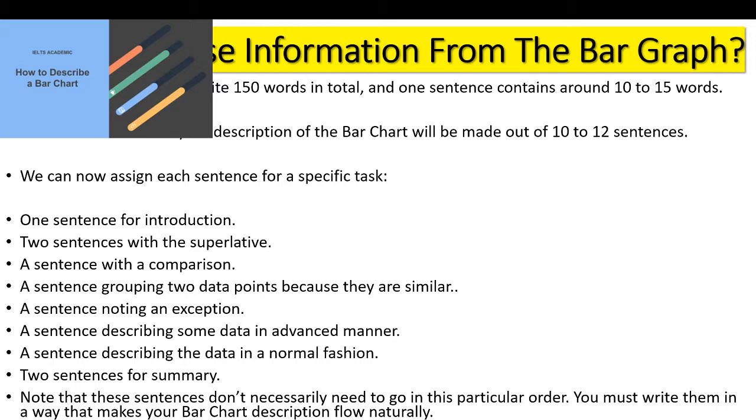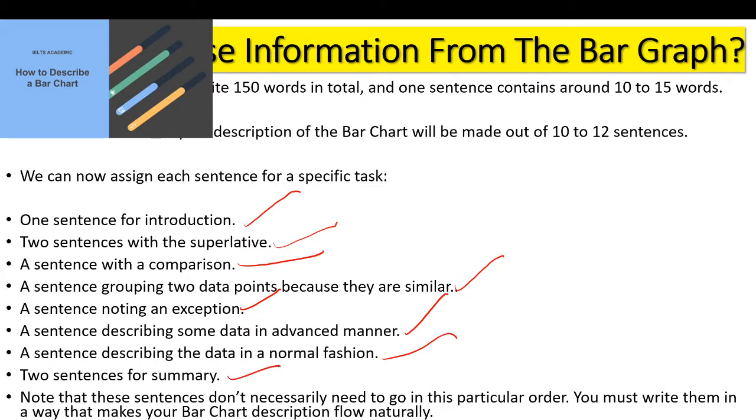First of all, you should have one sentence for introduction, and two sentences with the superlative form, one sentence with the comparison, a sentence grouping two data points because they are similar, a sentence noting an exception, a sentence describing some data in an advanced manner, a sentence describing the data in a normal fashion, and two sentences for summary.